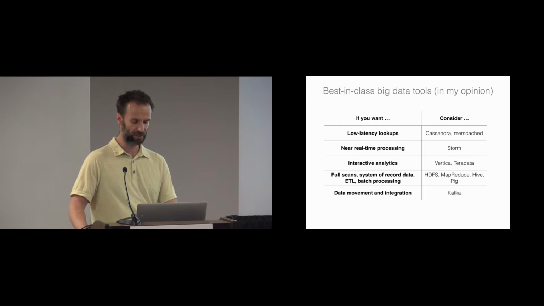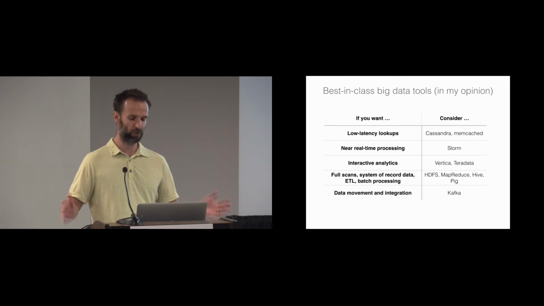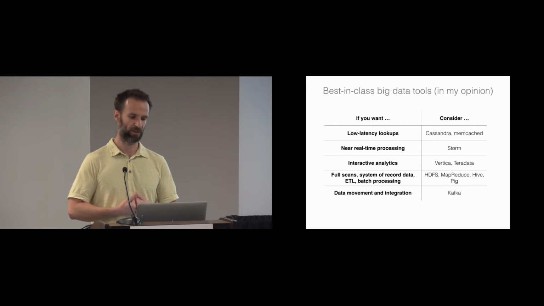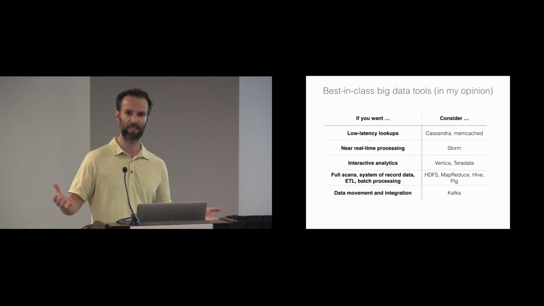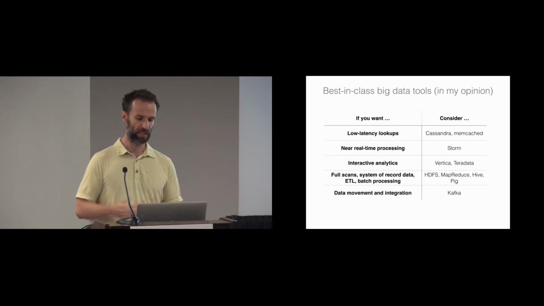For interactive analytics, this may be, again, a bit of a surprise, but Vertica and Teradata, the mainstays of data warehousing, have been continuing to evolve. They do a pretty good job for data scientists and people who need low latency, quick access to a lot of data. And for full scans, ETL, batch processing, and storing system of record data, Hadoop is its mainstay. This is what it does really well. And lastly, for moving data between data centers and between systems, Kafka is where you want to be. I'm going to be diving into most of them during the course of this presentation.